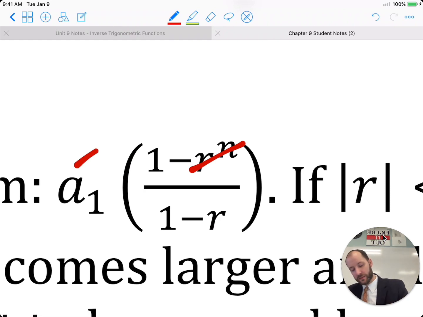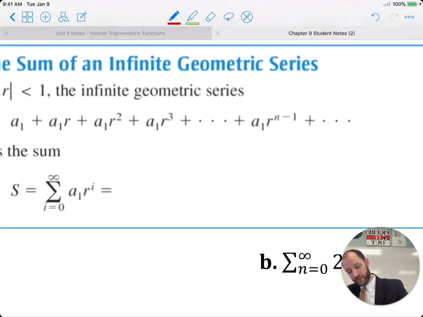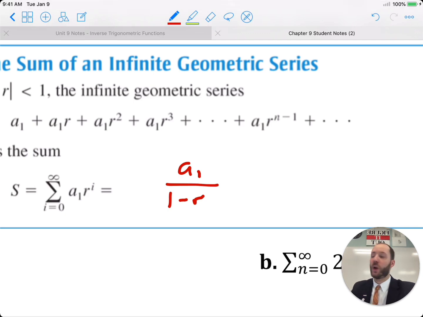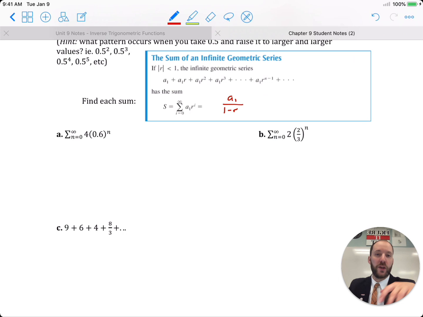A sub 1 goes up to the top. So your formula is a sub 1 over 1 minus r. You don't need to worry about n because we're adding up infinitely many terms. You really can't do that practically. So we only need a sub 1 and we only need r. So find those for each problem. Check your work with my complete notes online.